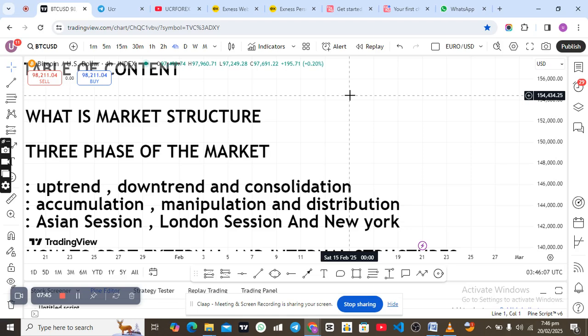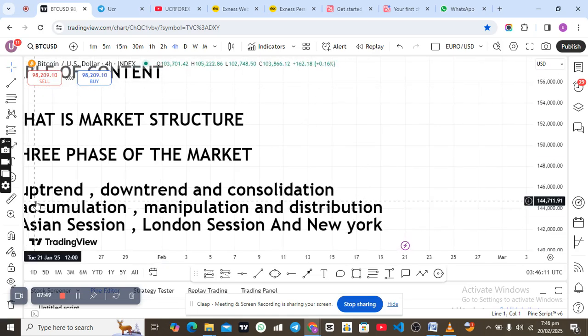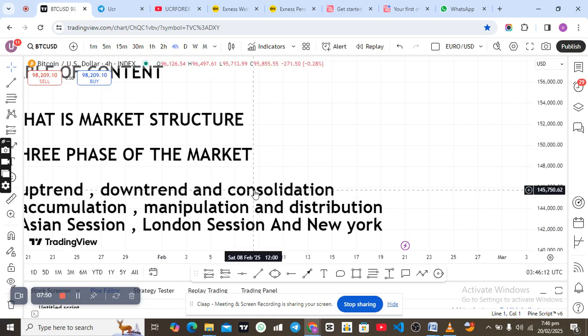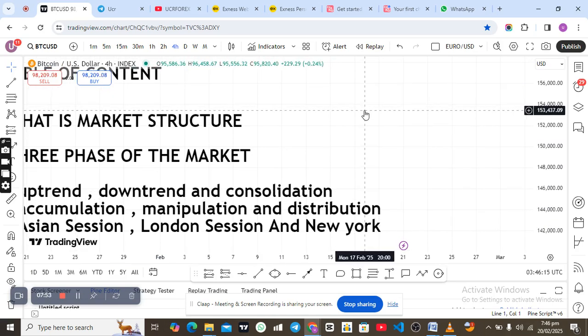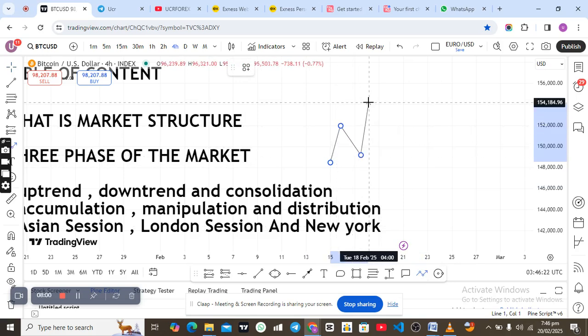So that is how it is in the market structure. When they say that something is in an uptrend market, that's the three phases of the forex market. That means that in the forex market, whenever they say that something is in an uptrend, the market is pushing to the upside. Do you understand? That means the market is moving to the upside.